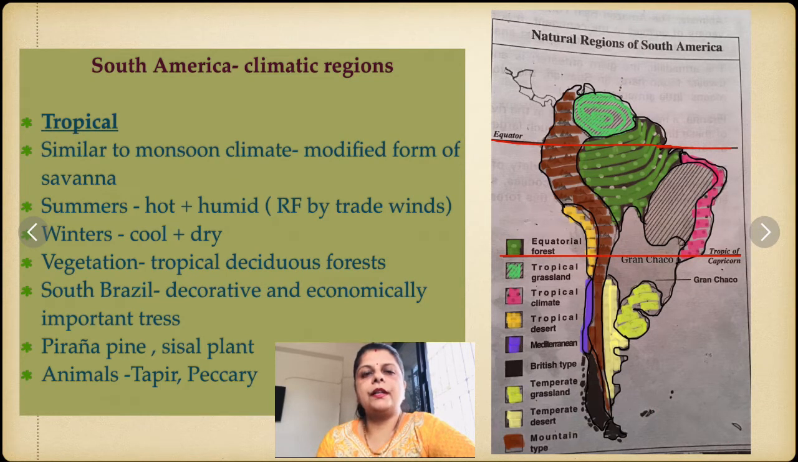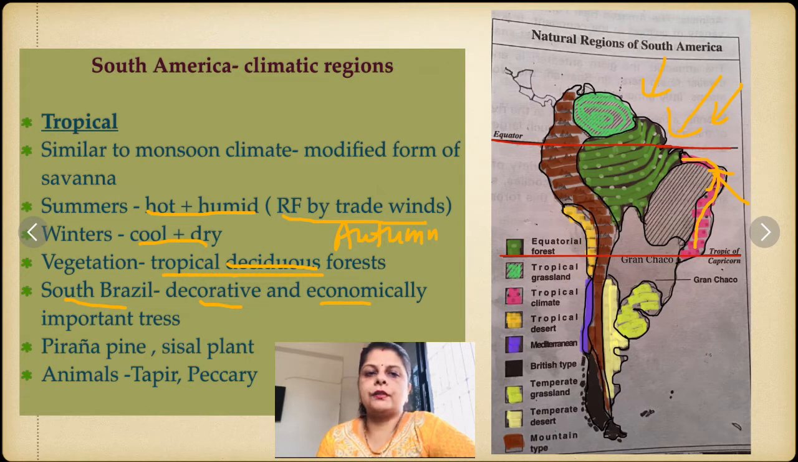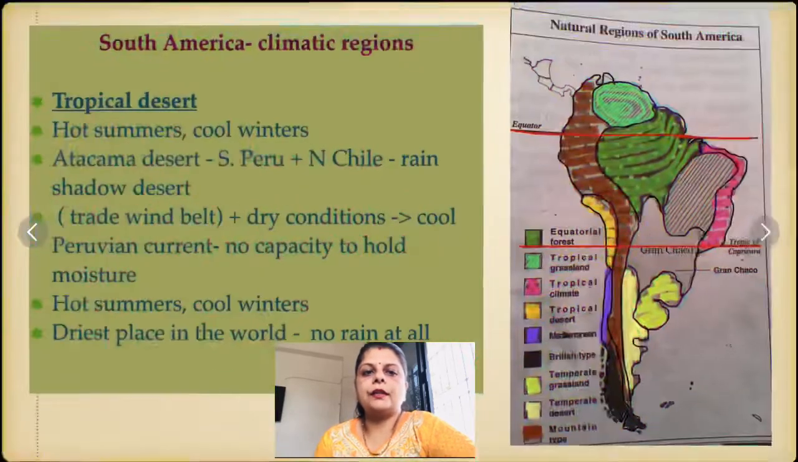Tropical type of climate is very similar to monsoon climate and is a modified form of savanna. Summers are hot and humid, and in summers the rainfall is brought by the trade winds. Winters are cool and dry. Vegetation, here the tropical deciduous forests are found. Deciduous forest means the trees shed their leaves in a particular season. South Brazil, decorative and economically important trees are found in this region. Pine, sisal plants are the most famous vegetation grown here, and animals which are famous here are tapir and peccary.